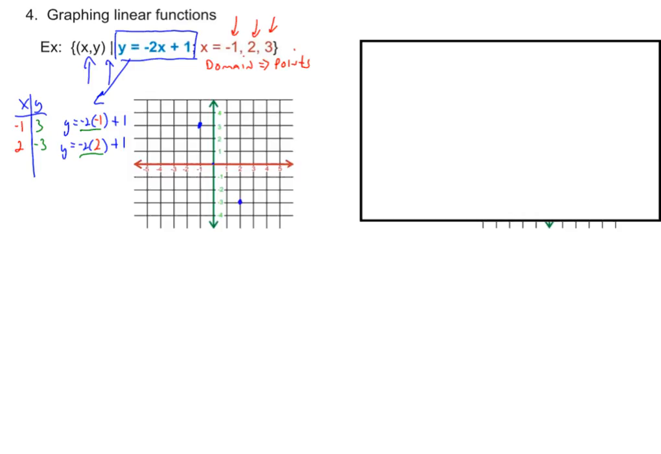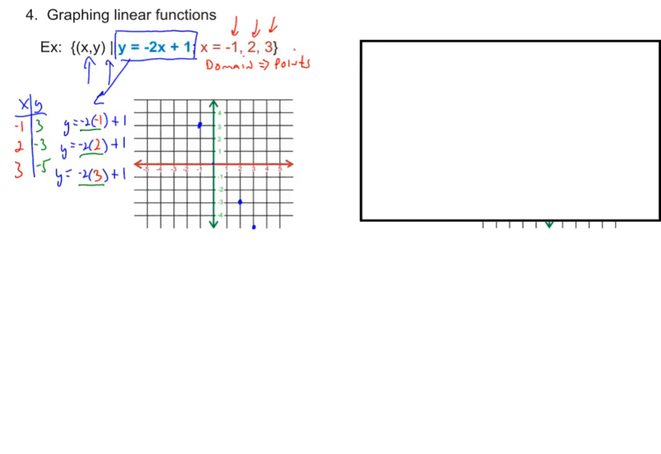And now I need to do the last of my domain, which is a 3. And again, y equals -2 times parentheses for the x plus 1. And this time our x is a 3. -2 times 3 is a -6. And -6 and a +1 is a -5. And I have the point 3 to the right and 5 down right there.